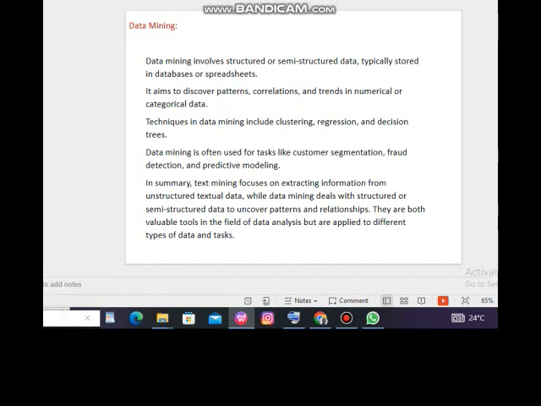In summary, text mining focuses on extracting information from unstructured textual data, while data mining deals with structured or semi-structured data to uncover patterns and relationships. They are both valuable tools in the field of data analysis but are applied to different types of data and tasks.